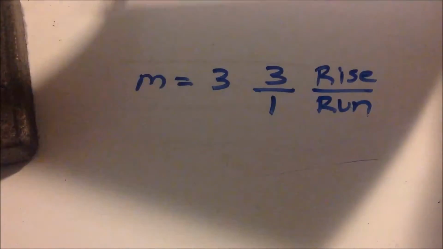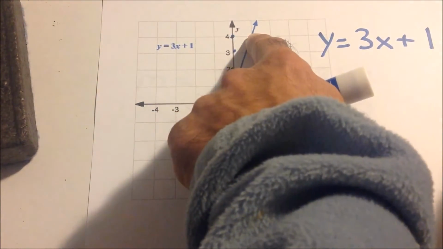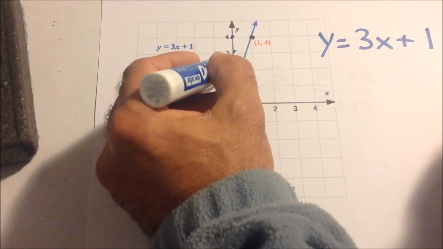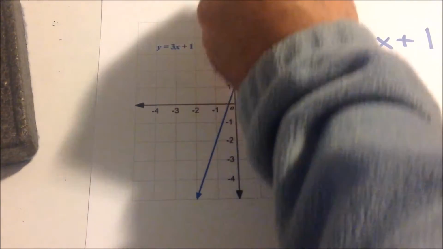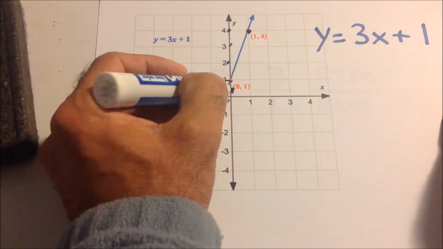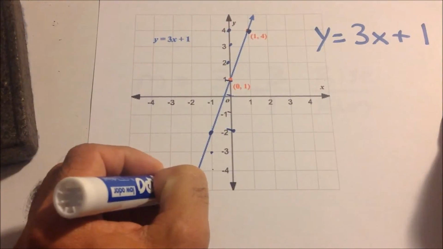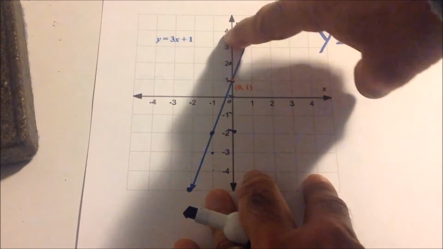Let's go back to the graph. It's going up 3, 1, 2, 3, and over 1, and it's doing that all the time. It just keeps doing that. 1, 2, 3, over 1. Again, from here it'll go 1, 2, 3, over 1, and it'll keep doing that. And it's doing the reverse going down. It's going down 3, 1, 2, 3, and over 1 this way. And you can see every time you do it, it goes on the line. So that's what a slope means. This slope means it's going up 3 over 1.